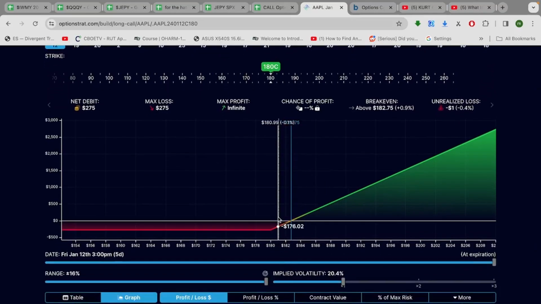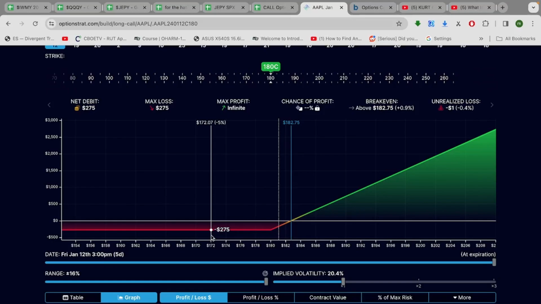If you look at the profit loss graph, I see 2 things. What I can see is that you can win a lot more than you can lose. Let's say Apple goes up 5%. You win $745. Let's say Apple goes down 5%. You lose $275. It's asymmetric as far as the risk and reward goes.